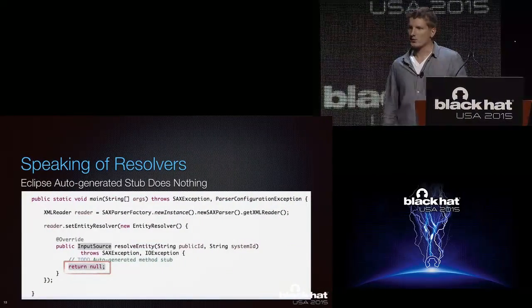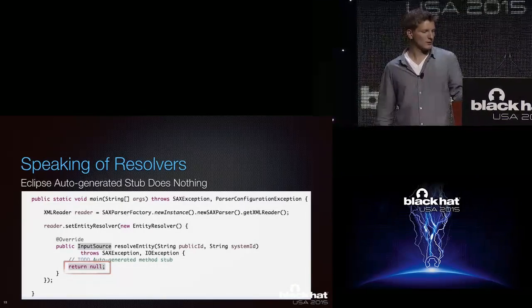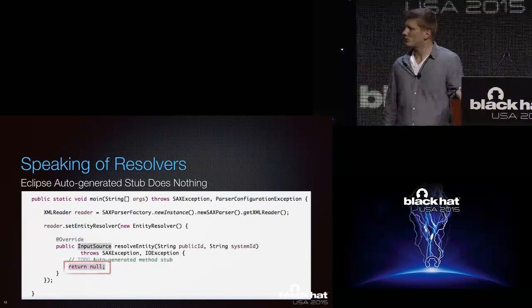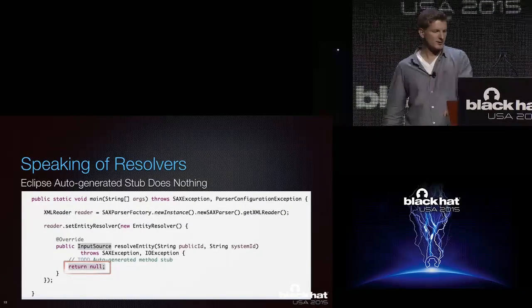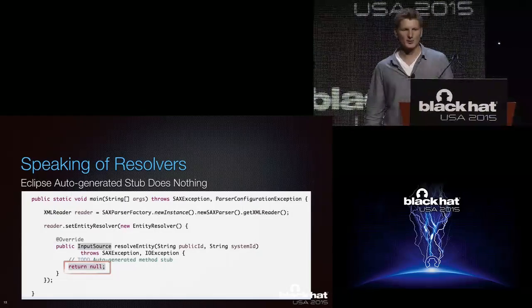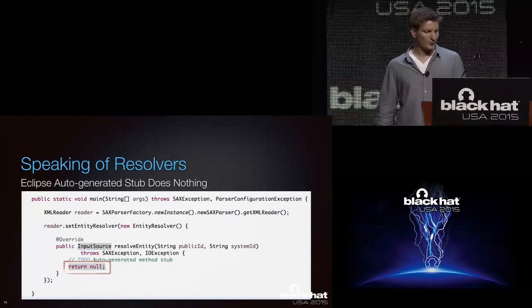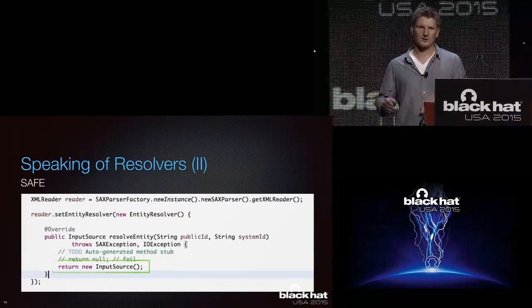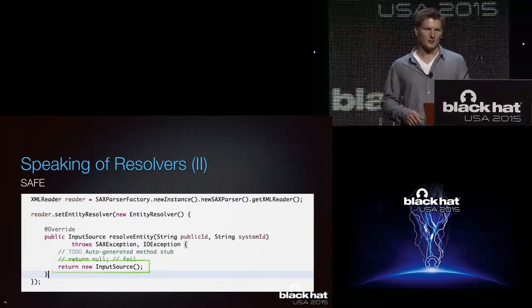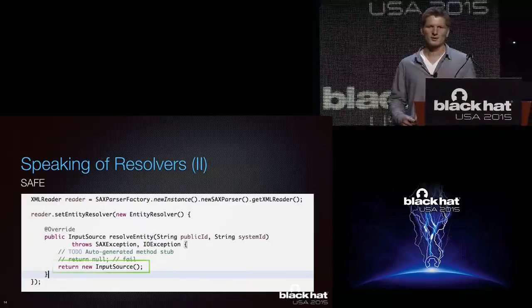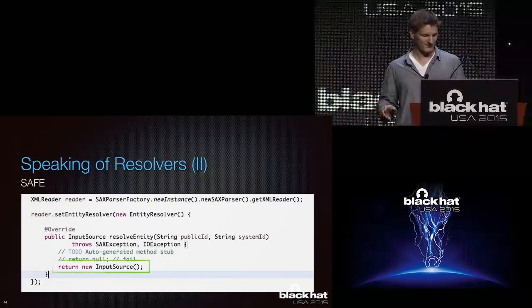This is cool. So resolvers, I thought, well, passing null should have really fixed the problem. But it turns out that the Eclipse auto-generated stub is not super helpful. What you really should do, and it is slightly counterintuitive, is return a completely new input source. That would actually fix it.